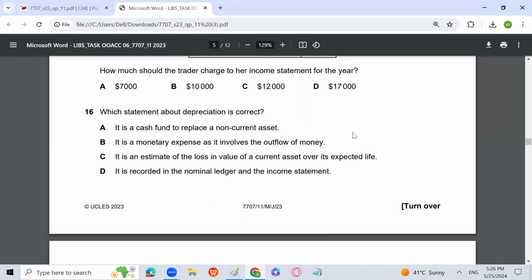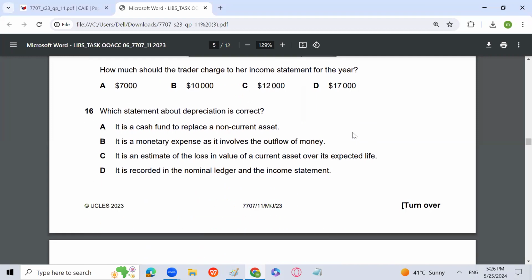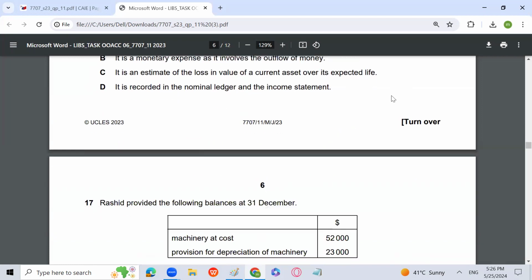Which statement about depreciation is correct? It is a cash fund to replace a non-current asset. No. It is a monetary expense as it involves the outflow of money. No, depreciation is a non-cash expense. You don't need to pay anything. It is an estimate of the loss in value of a current asset over its expected life. That is true, but that is true for a non-current asset, not for a current asset. It is recorded in the nominal ledger and the income statement. That's fine, so D is the answer. Depreciation is recorded in the nominal ledger and in the income statement. So D is going to be the answer for this question.